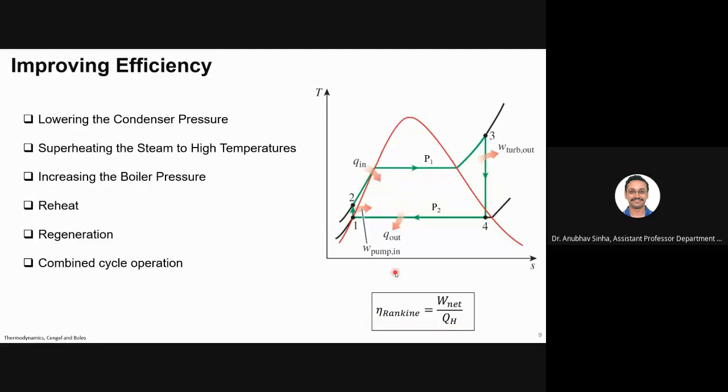We'll look into all these examples in the different plots to see how it is done. For this slide, I'm just listing it out. Now we can also superheat the steam to high temperature. So instead of going to 3, we can go to a higher temperature, and that will also increase the area within this curve. But that will also change Q. So we have to look carefully at whether we are increasing the efficiency or not.